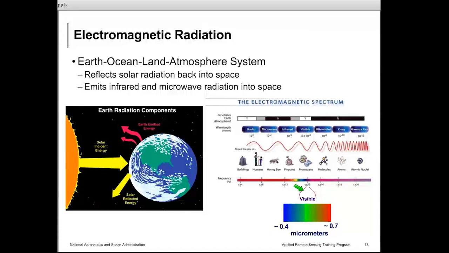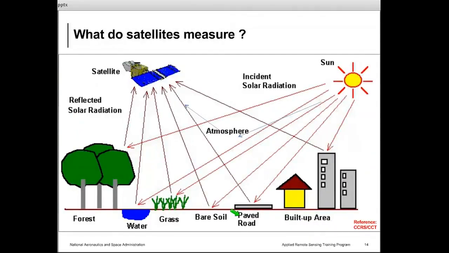So this electromagnetic radiation is very, very important in understanding satellite remote sensing and how it works and how the information is carried. Depending on the purpose, different satellites capture a specific portion of this entire electromagnetic spectrum which we use.